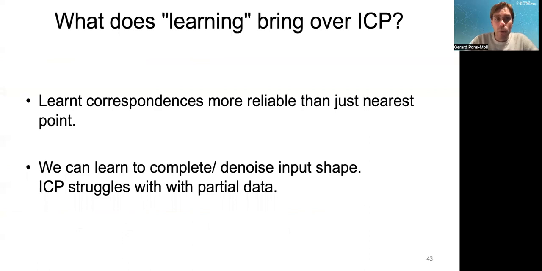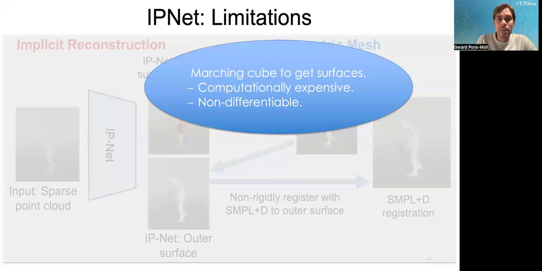All right, so what does learning bring over ICP? Well, the learned correspondences are more reliable than just nearest points. It can complete and denoise the input shape, and it can remove detail that makes fitting harder, like clothing and hair. And essentially, fitting to a partial point cloud is very hard with ICP, right? So these are the advantages.